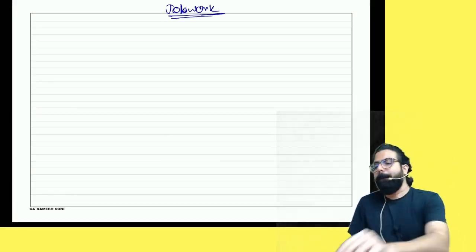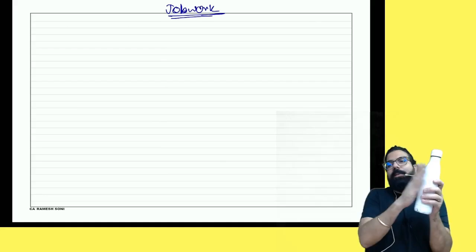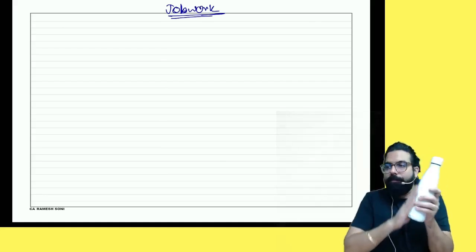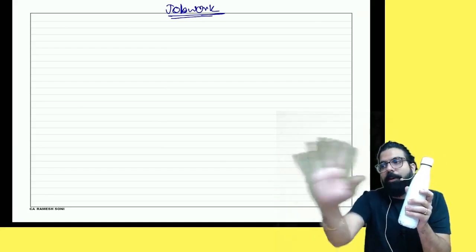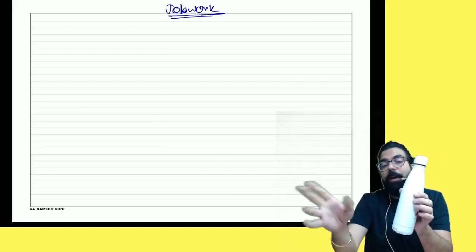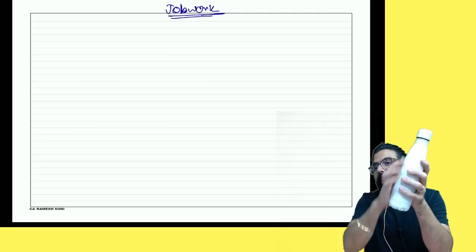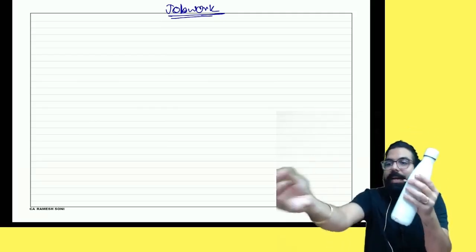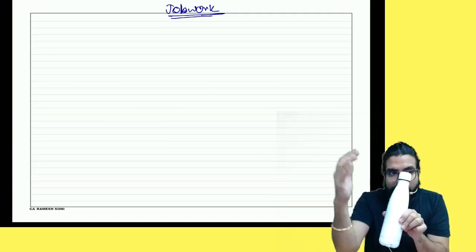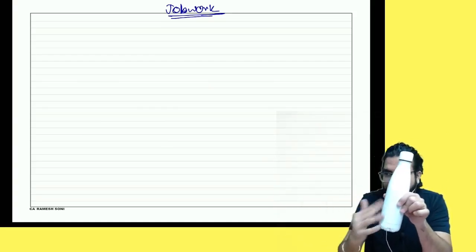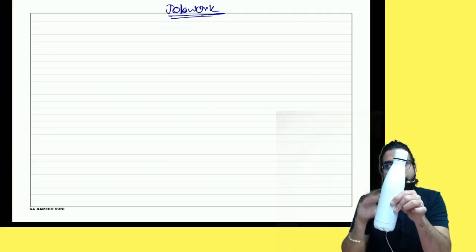Sir, what is job work? I made this bottle. Now, Swarup is my job worker. I send the bottles to job worker Swarup. He will do the treatment or process. He did the painting on the bottle and he returned me the bottle. I sent the bottles to him. He did the painting on the bottle and returned the bottles to me.